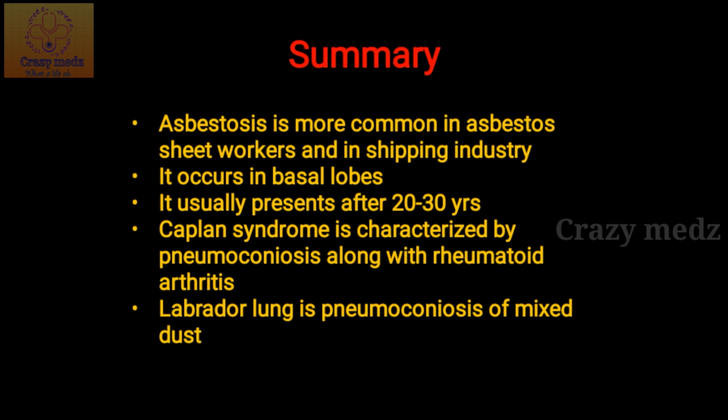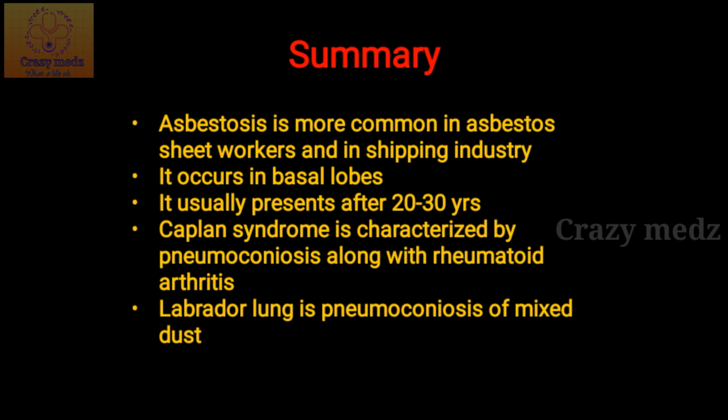Asbestosis is more common in asbestos sheet workers, and recently it has also become more common in people who are associated with the shipping industry. It more commonly affects the basal lobes, whereas coal worker pneumoconiosis and silicosis are more commonly present in the upper lobes or in the upper zones of the lower lobes. It usually presents after 20 to 30 years, similar to silicosis, which presents after 15 to 20 years of exposure.